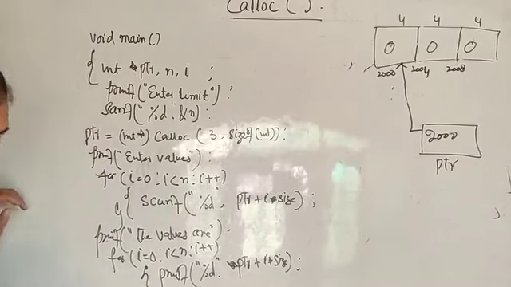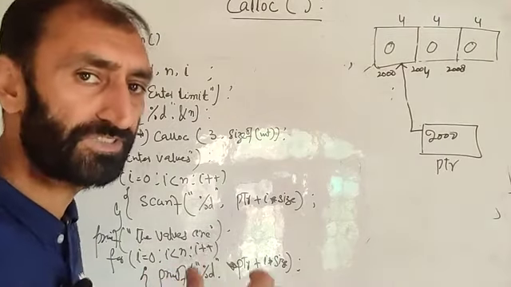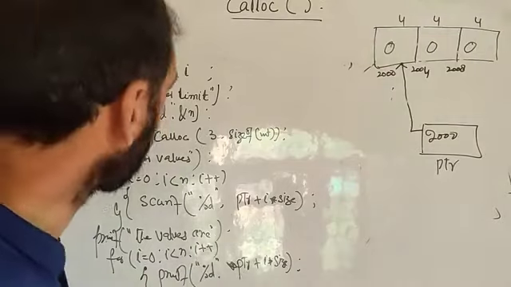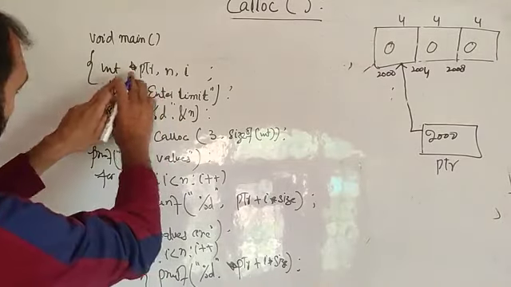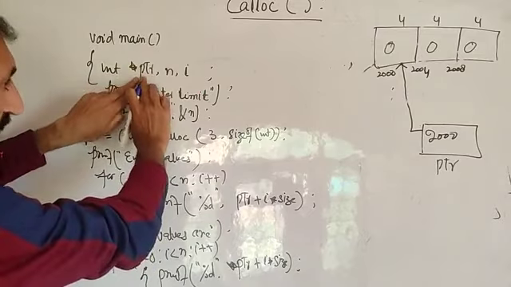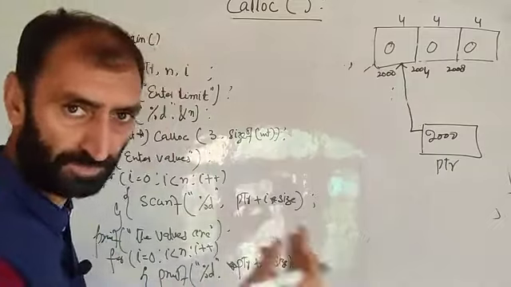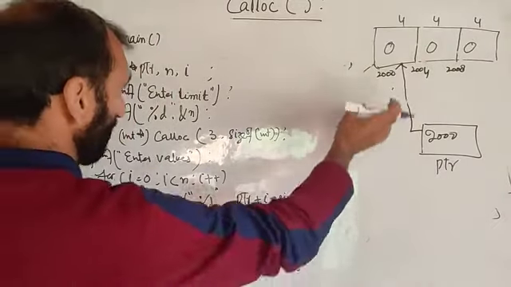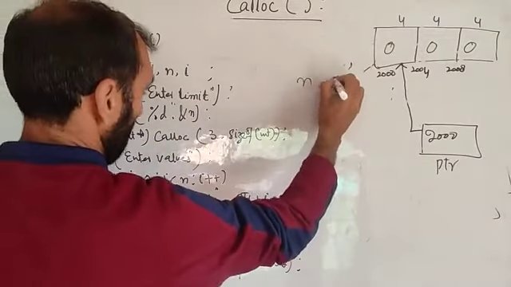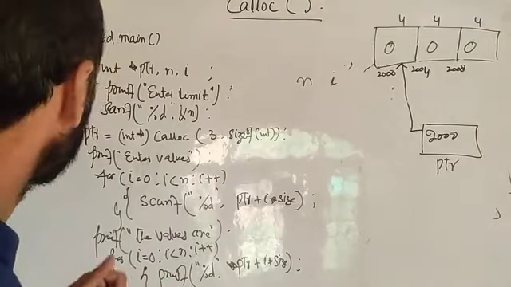That is it. Here I have written the same program which we discussed in the previous video on malloc, where I discussed the working of the malloc function. First, I have taken three variables. The first is a pointer, ptr, of type integer, which is going to store the address of an integer variable, the second is n, and the third variable is i for the loops.